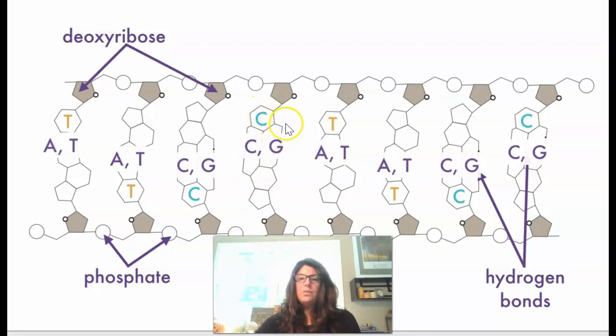C's and G's will only connect with each other, across, forming the rungs of the ladder. A's and T's will only connect with each other.